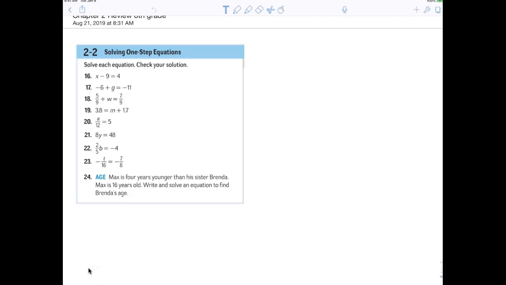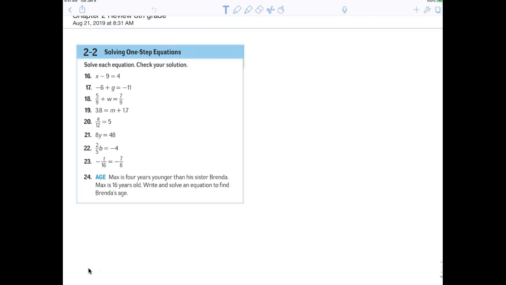Again, most of lesson 2-2 is mental math. You're just working backwards. How do you undo addition? How do you undo subtraction? How do you undo multiplication? How do you undo division? How do you undo a fraction? Multiply by the reciprocal.